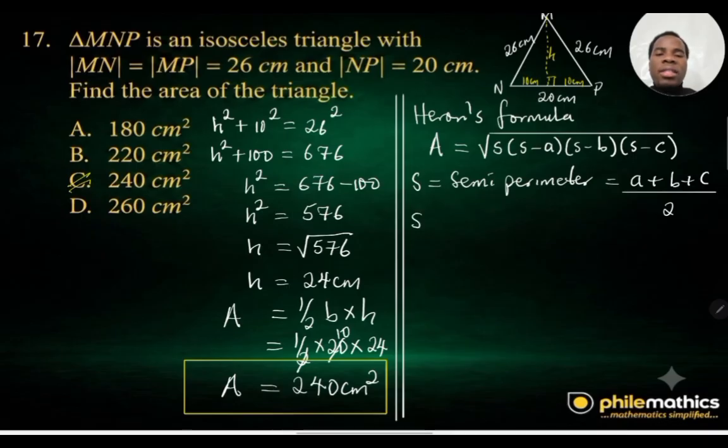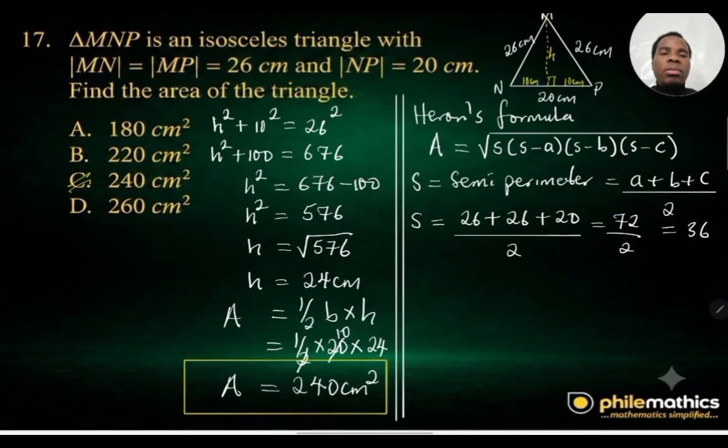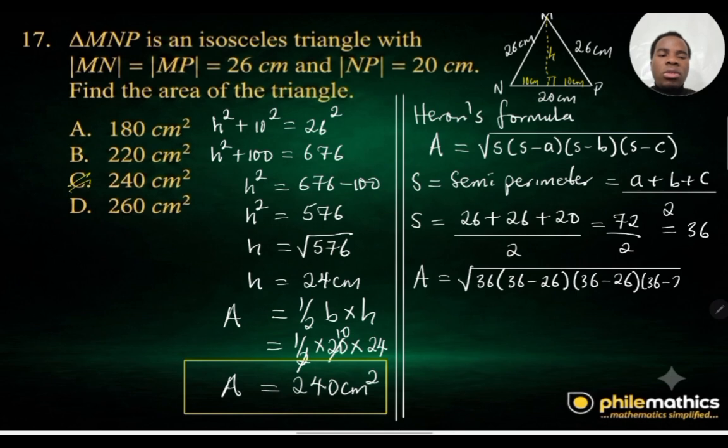So s is simply, our a is 26 plus 26 plus 20, which gives us 26 plus 26 is 52 plus 20, 72 over 2. This gives us 36. So that our area will now be square root 36 times 36 minus 26, 36 minus 26, 36 minus 20.